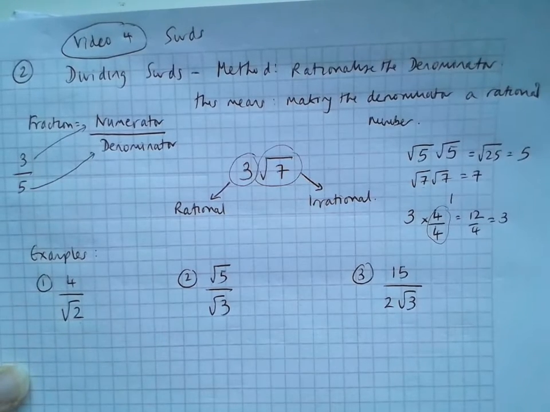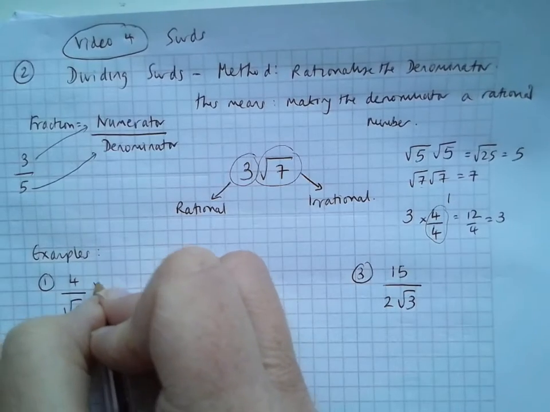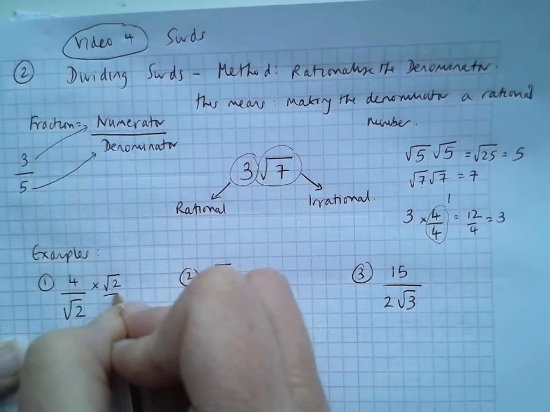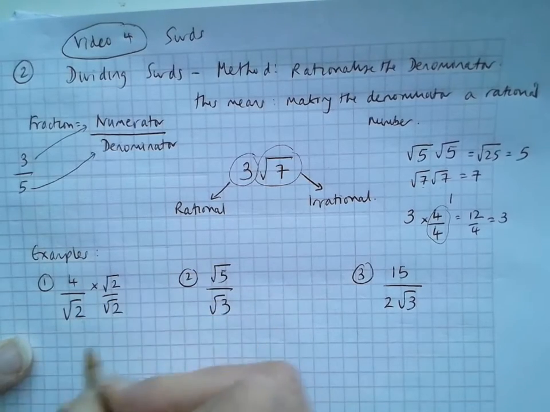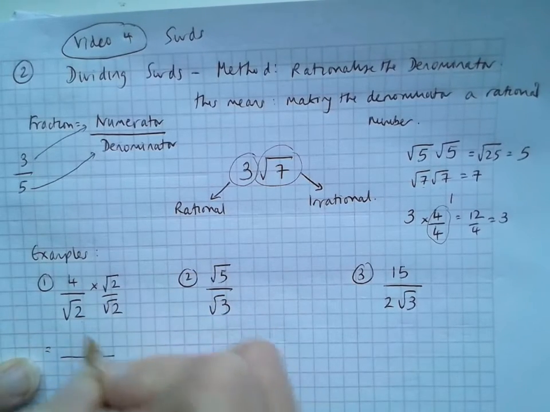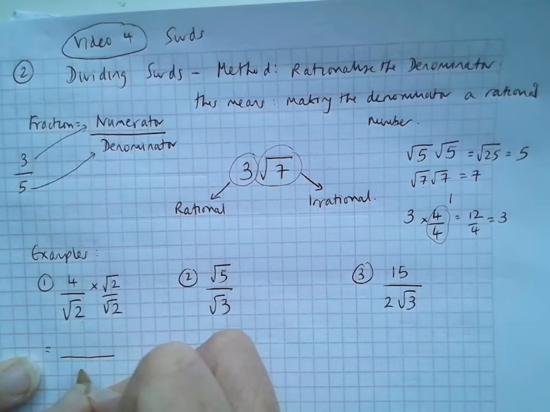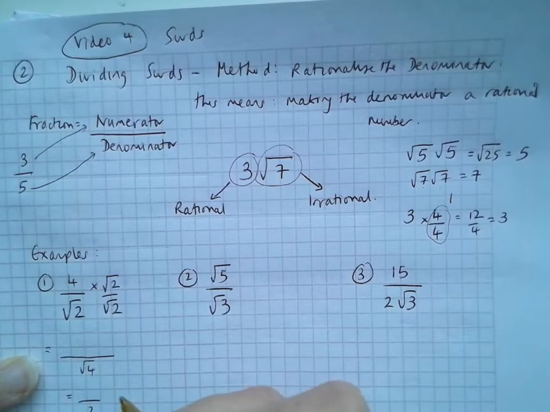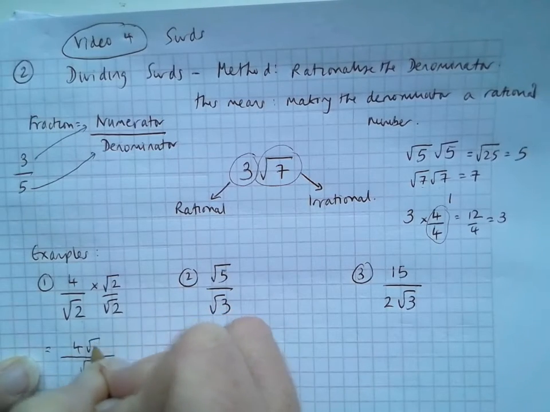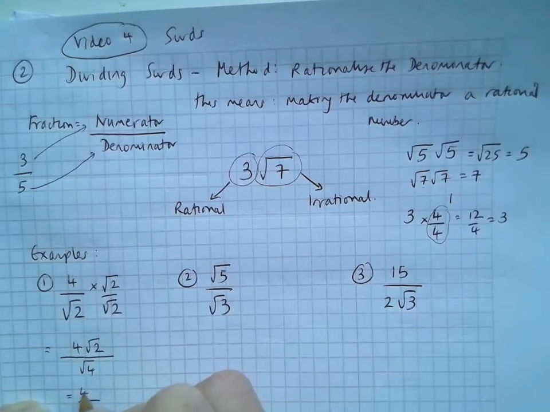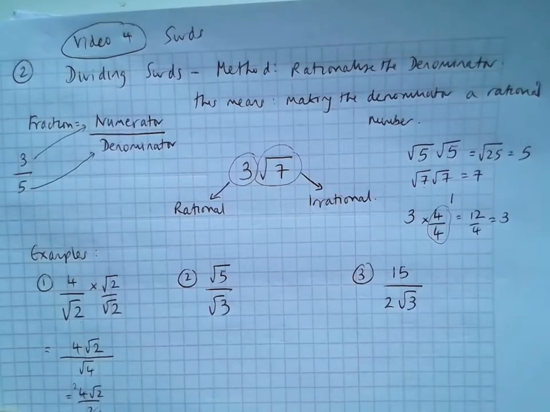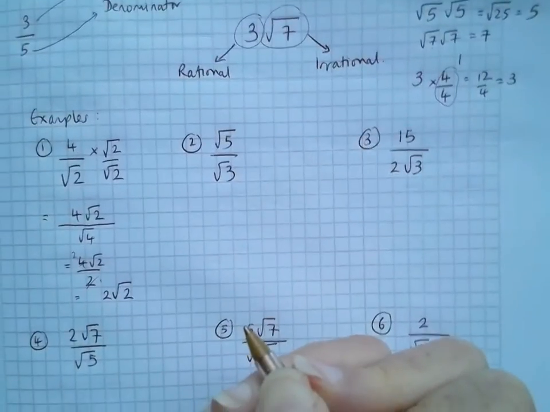So let's see what we've got here. We've got 4 root 2. To deal with this division, we would multiply above and below by root 2. Why would that be? Well, because root 2 by root 2 is root 4, which is 2. And on top then we have 4 root 2. So we have 4 root 2 over 2, which, if we cancel those, we get 2 root 2, and that's my answer. Sorry, I ran out of space there.